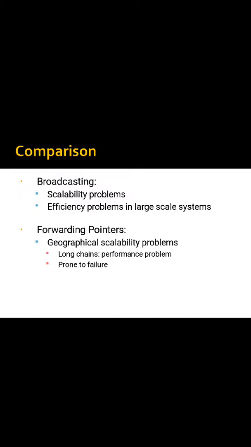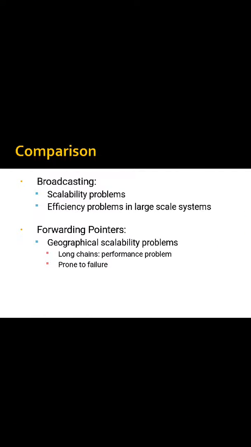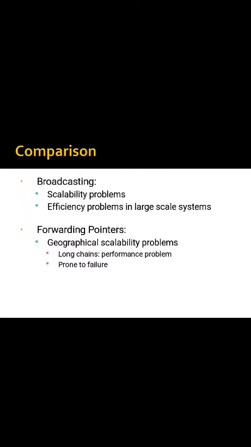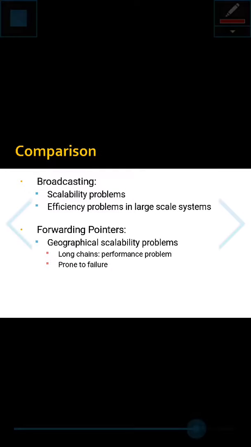Comparison between broadcasting and forwarding pointers. Broadcasting has scalability problems, and it has efficiency problems in large scale systems as bandwidth is wasted. Whereas forwarding pointers have geographical scalability problems, as if long chains are formed, then it would be bulky and have a performance problem, and it is prone to failure if any chain gets lost.